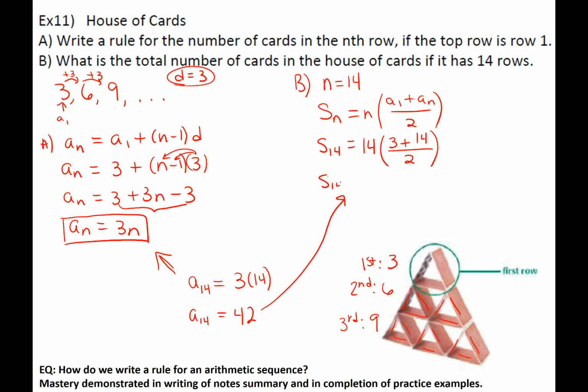Okay, so then I get S sub 14 equals 14 times, let's see, we have 17 divided by 2. So 8.5 times 14. I get 119. All right. And so that answers question B. There would be 119 cards in the stack if we add them all up.